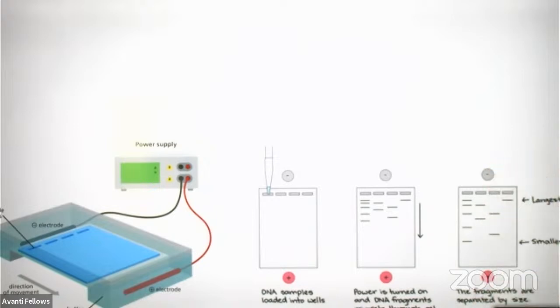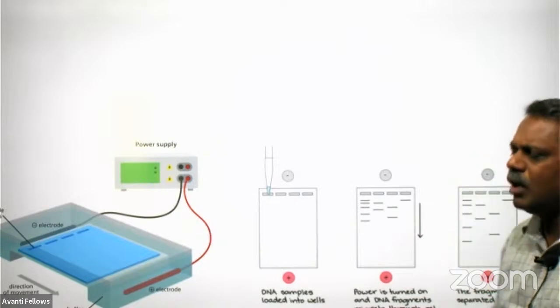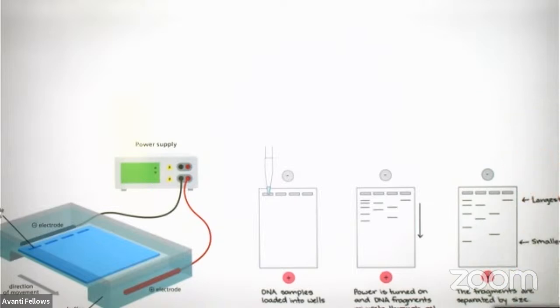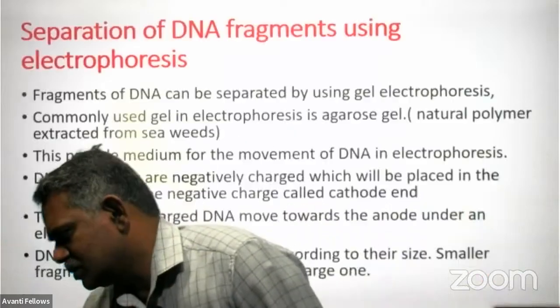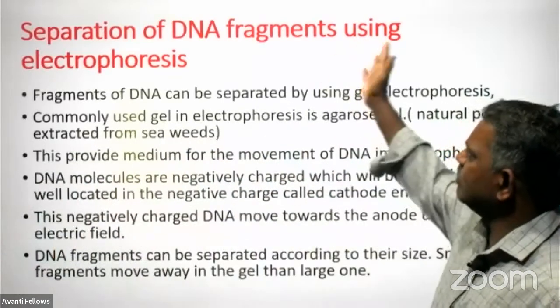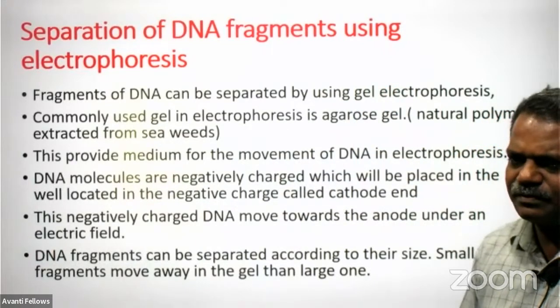After running this electrophoresis for a period of time, we can find the separation of the DNA fragments according to length. The smallest ones will be near the positive electrode, and the largest ones will be near the wells, near the negative electrode. This is the way through which we are separating the DNA fragments according to size. The DNA fragments are separated by size only. And it is called what? Electrophoresis. So this is the separation of DNA fragments by using electrophoresis.